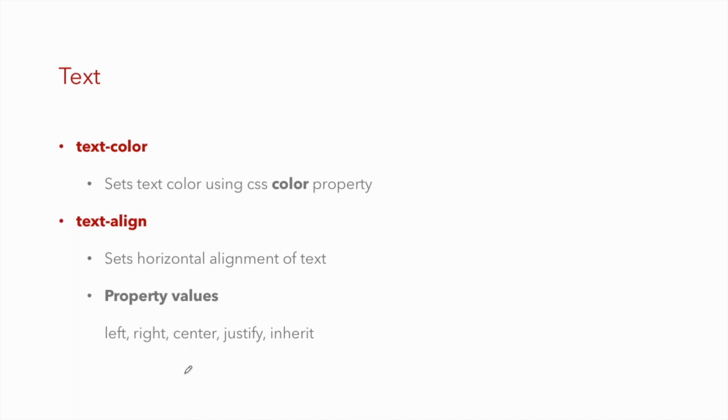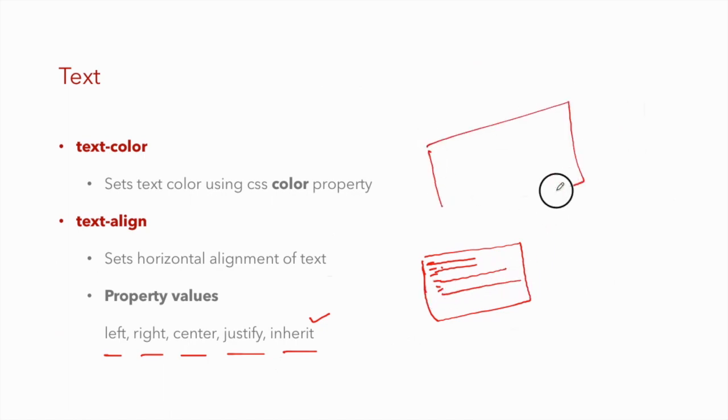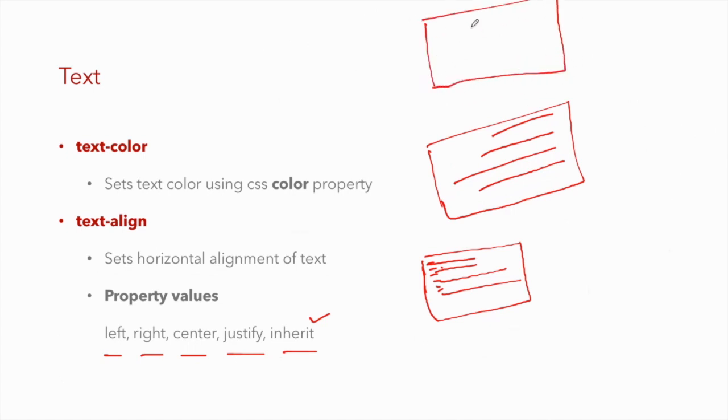Then we have text align property, wherein it sets horizontal alignment of the text. And possible values are left, right, center, justify, and inherit. We know what inherit is. It is just going to inherit properties from the parent. So let's say you have this particular text, and with left alignment your text will be aligned to the left like this. Right is basically your text will be aligned to the right hand side like this. Center, we know that when you write center, the text will be something like this.